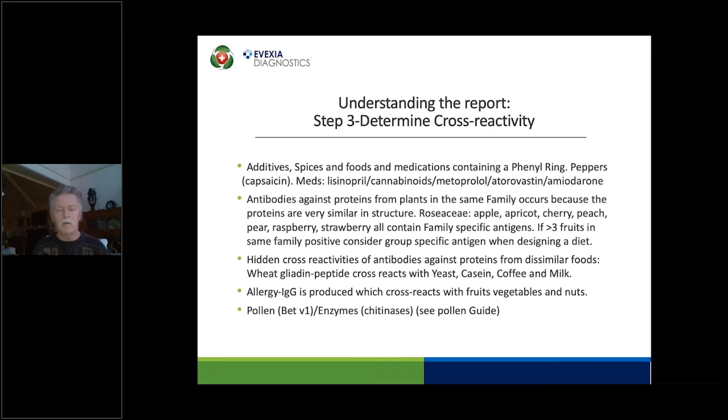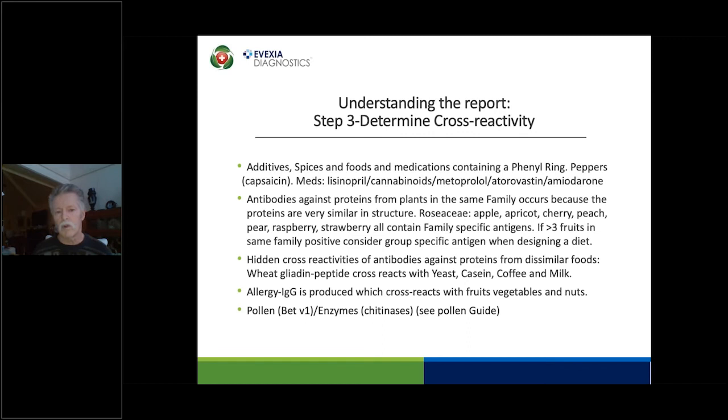So what they do is, these phenyl groups are very important. And what we know about those is they bind tightly to proteins and they form what's called a hapten. And the hapten is what you generate an antibody against. So the big protein carries it and the hapten generates the antibody by the B cell. So if you look at peppers, capsaicin contains the phenyl. Medications that people take, lisinopril, cannabinoids, metoprolol, atorvastatin, and amiodarone, all those contain phenyl groups.